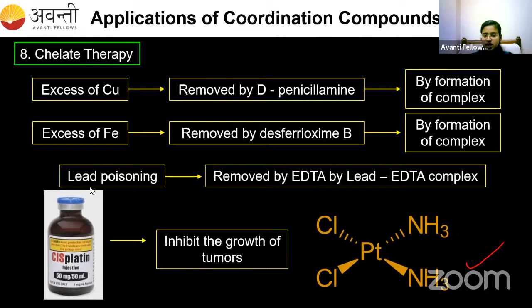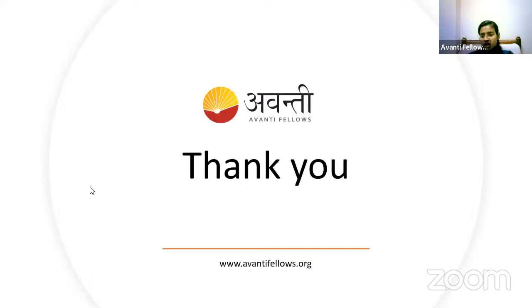They use this cisplatin, which is a coordination compound. Okay. So this last use is very important. Cisplatin is used for treating cancer to stop the growth of tumors. Okay. So this is all about the uses or the applications of coordination compounds. And with this, we are closing the coordination compounds lesson. Okay. So thank you so much for listening to the coordination compounds.